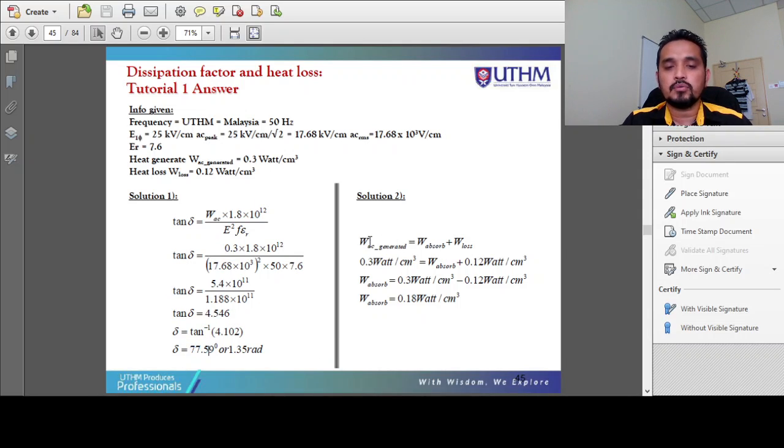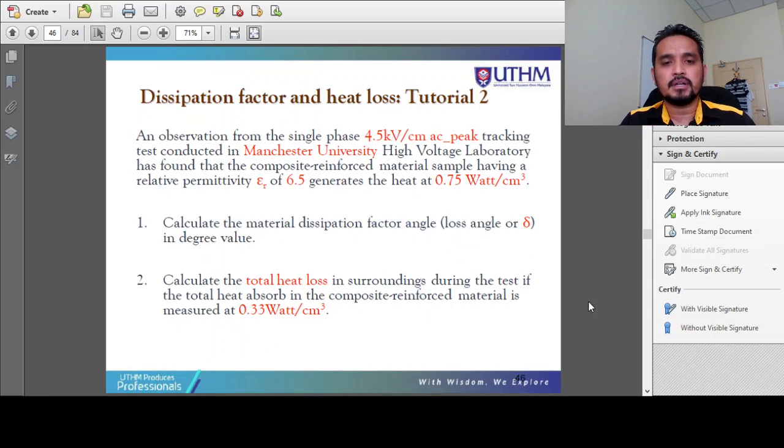And for the solution to the heat absorbed, we plug in the values, and with very simple math, rearranging the formula, it will give you 0.18. I don't need to explain in extra detail because it is quite straightforward.